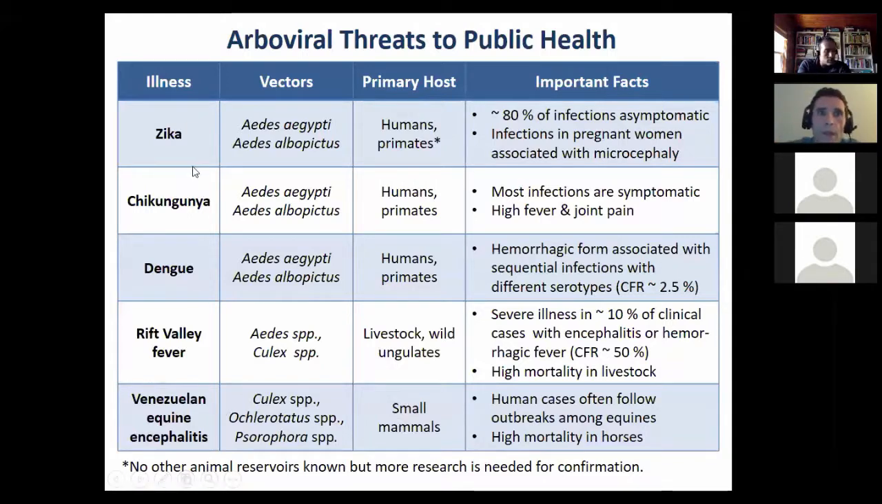Now, these other three, Zika virus, of course, everyone's probably heard of because of the recent activity.